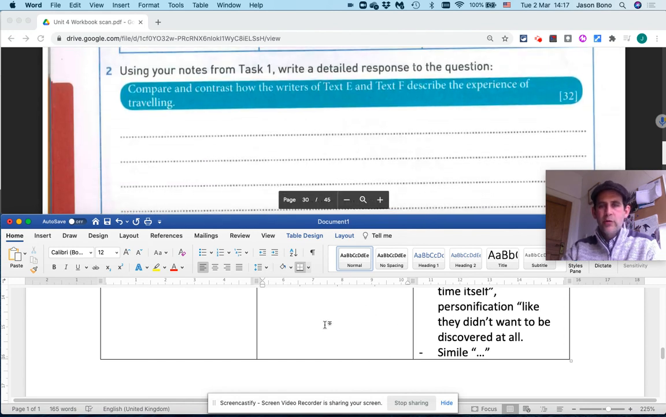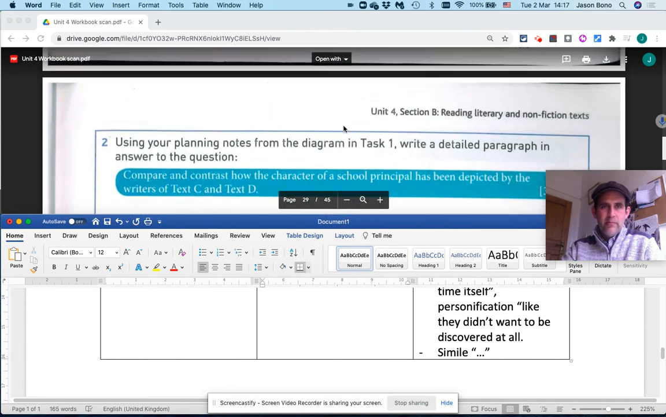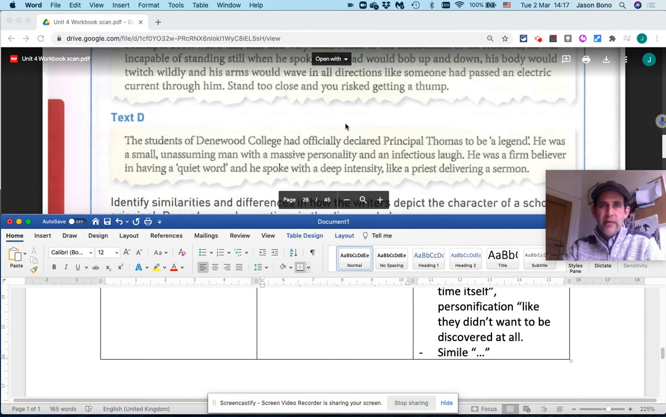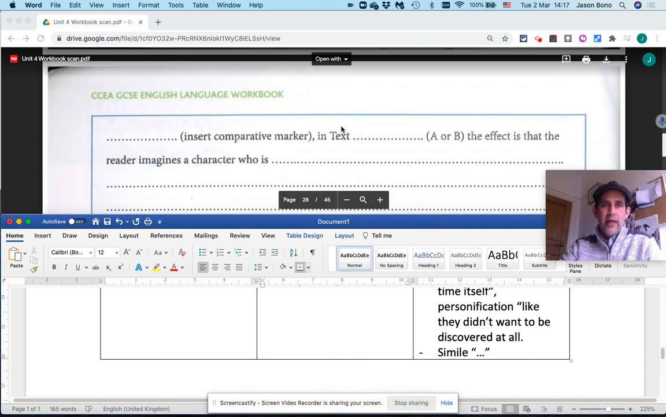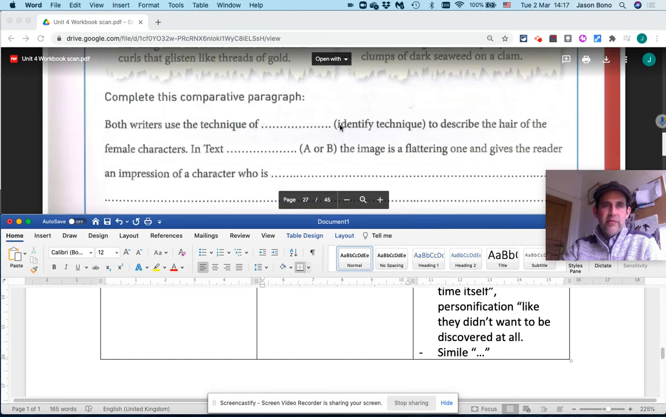Okay, using your notes from this table that we just created, write a detailed response to the question. Okay, so your job is to compare and contrast how the writers of text E and F describe the experience of traveling. Okay, so again, I would go back to Monday's assignment for year 12 and Tuesday's for year 13 and look at this framework that you have on page 77 into 78.